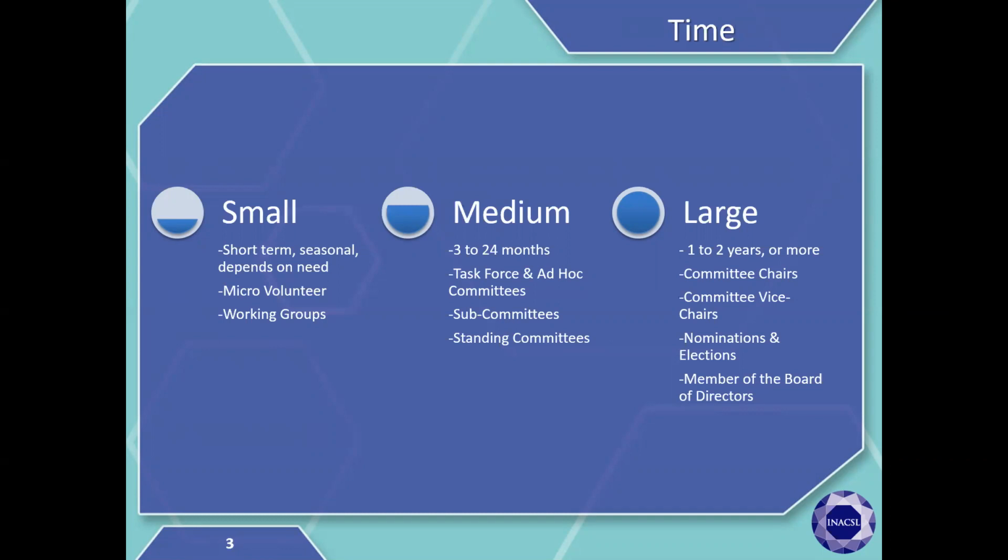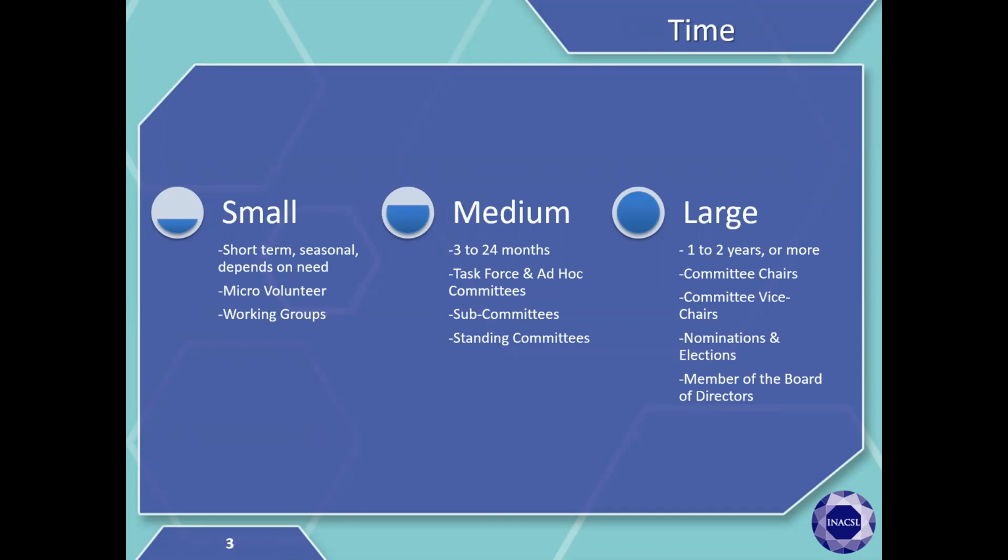At that point in time, the board would make a decision as to whether that work needed to be turned into its own standing committee, or whether it needed to be absorbed into an existing standing committee or subcommittee. So that's what a task force and ad hoc committee is and does. Then we have subcommittees. Subcommittees fall underneath standing committees. For instance, the social media subcommittee is a subgroup of the outreach committee.